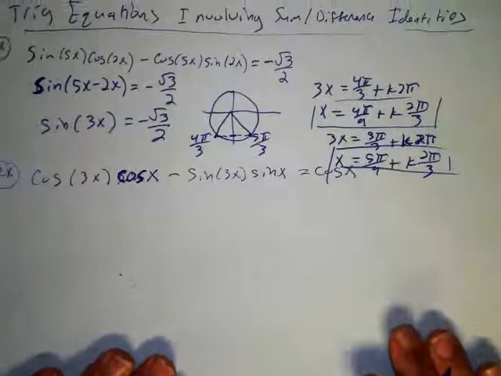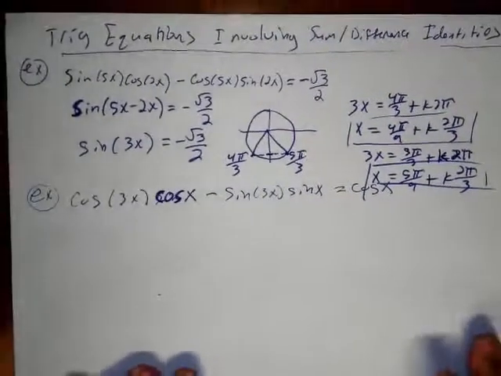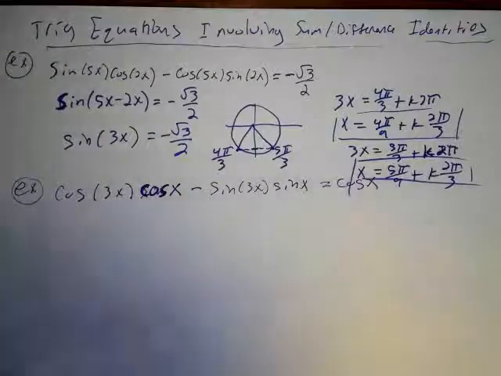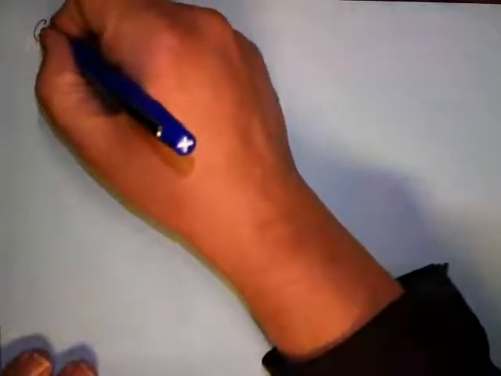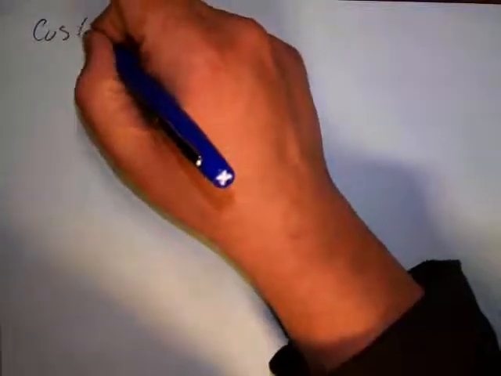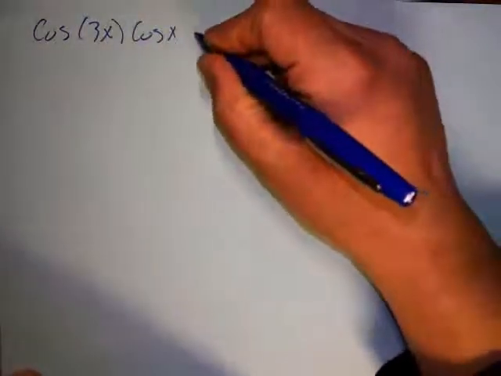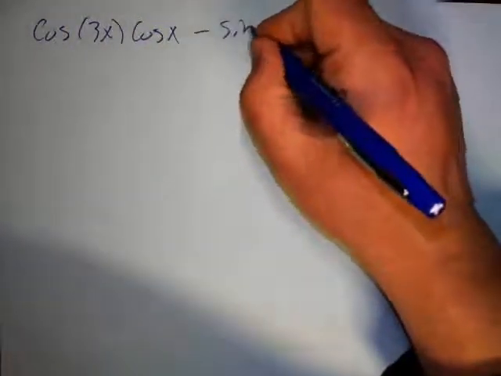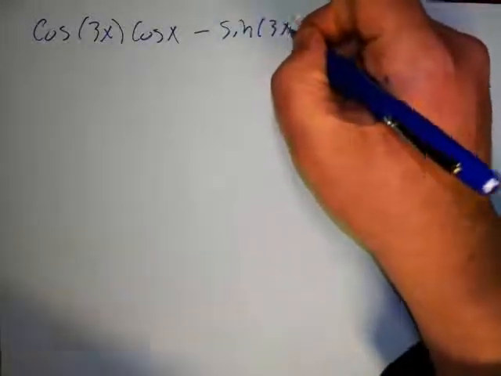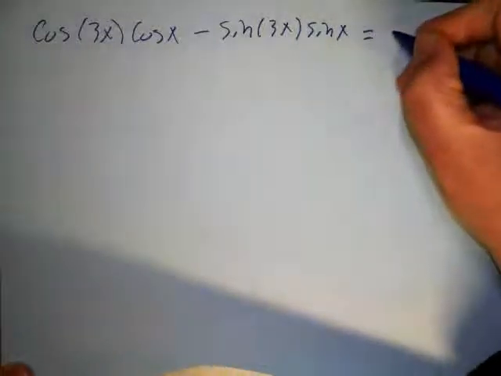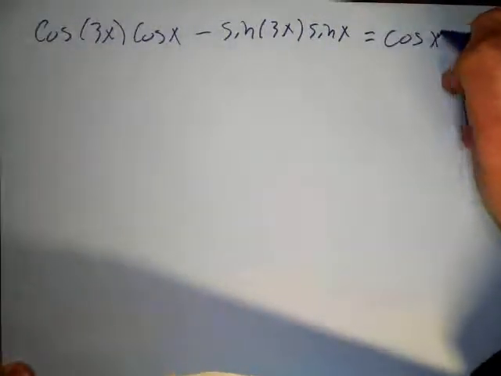Let's hit the autofocus. Okay, so now we have one more equation. Maybe I'll write this on a sheet of paper again because it's kind of messy there. It is cosine 3x cosine x minus sine 3x sine x, and all of this is equal to the cosine of x.